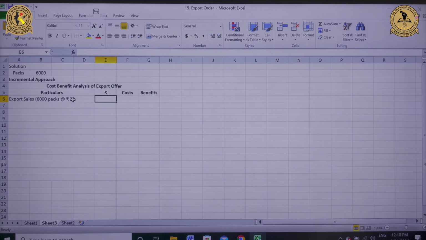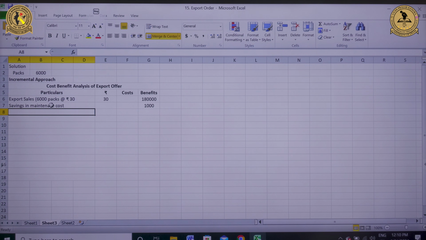So I simply need to write equals to 30, and under the benefit column I need to write equals to, select this cell E6, which represents Rs 30 per pack, and then multiply it by the number of packs, represented by B2, and press enter. Now the next is savings in maintenance cost. The saving in maintenance cost is 1,000 rupees. Again, it's a part of the benefit.